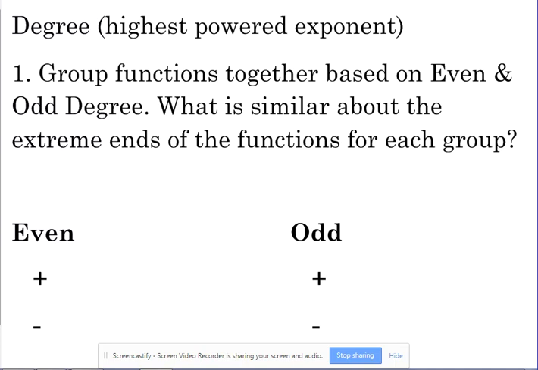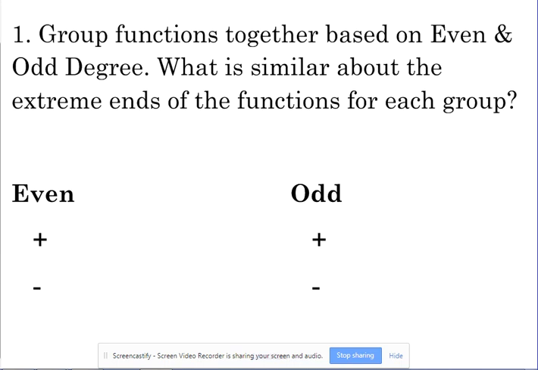So for our even degree functions, you should have split them into subgroups where you had a positive leading coefficient and a negative leading coefficient. So that's what my plus and minus here is for. Okay, it's representing the leading coefficient. So for my even degree functions, when the leading coefficient is positive, what are the ends of the function doing? They're going up. Okay, they're going up, they're increasing, they're rising, whatever you want to call it there.